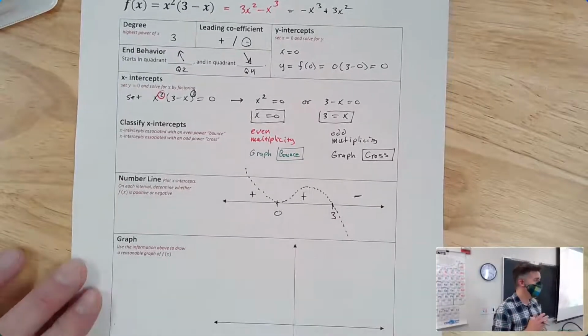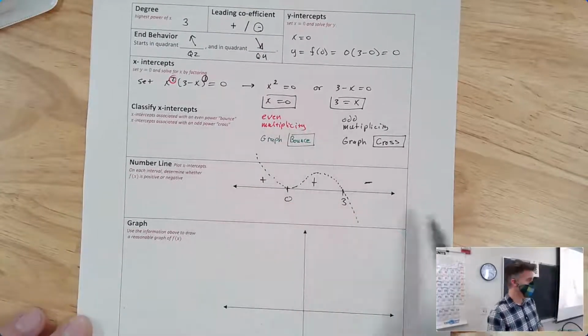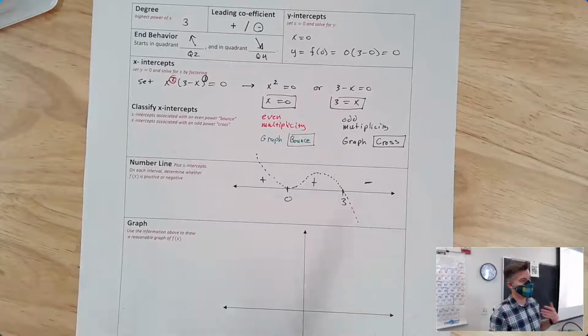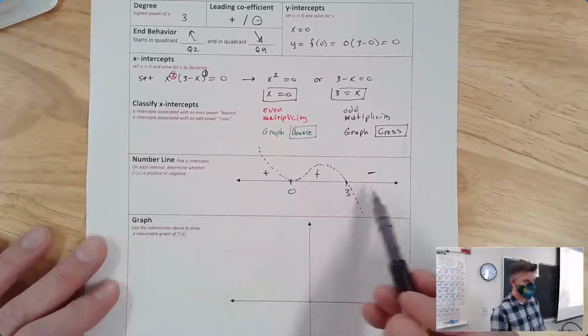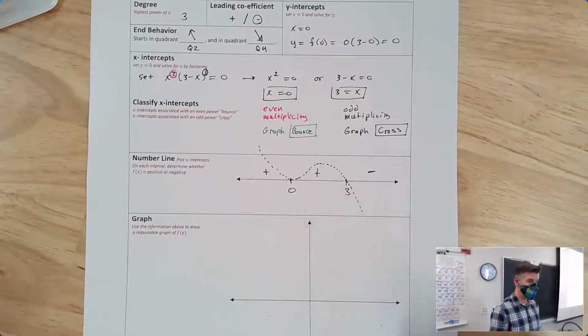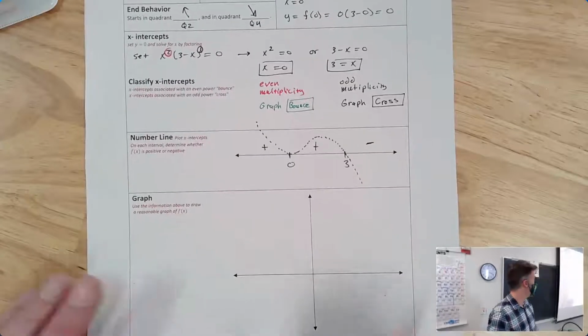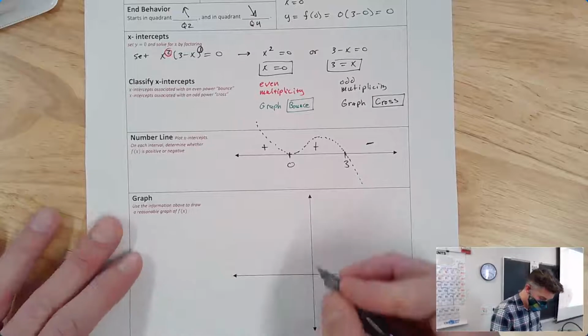So what I would say about this is you can do this either way. You can either do this intercepts and multiplicity thing, which I personally like. I feel like it's fast. Or you can do this number line thing, which almost gives you the graph before you even graph it. Either way is totally cool. I would say you probably don't need to do both, but you can.